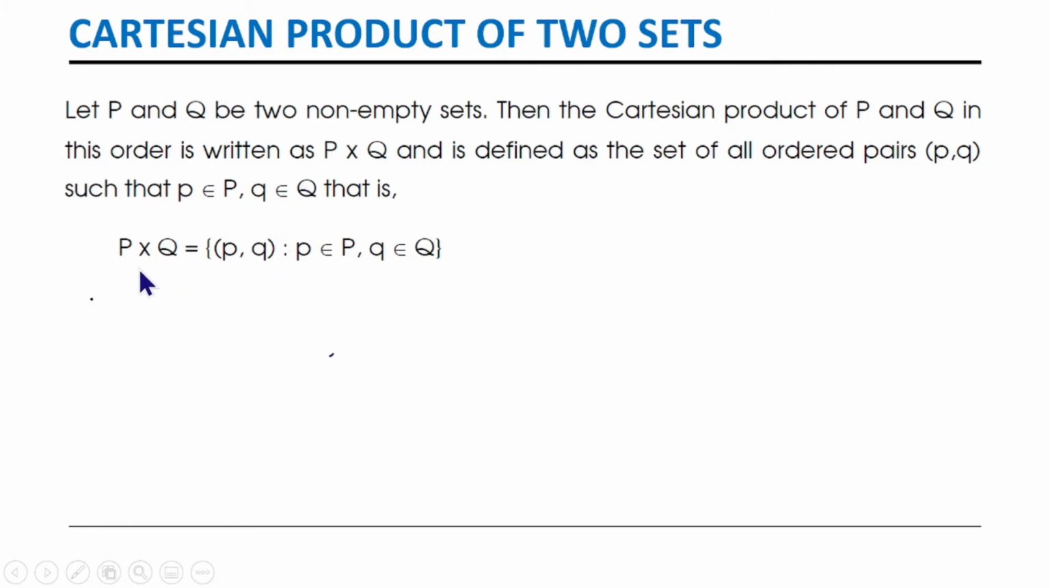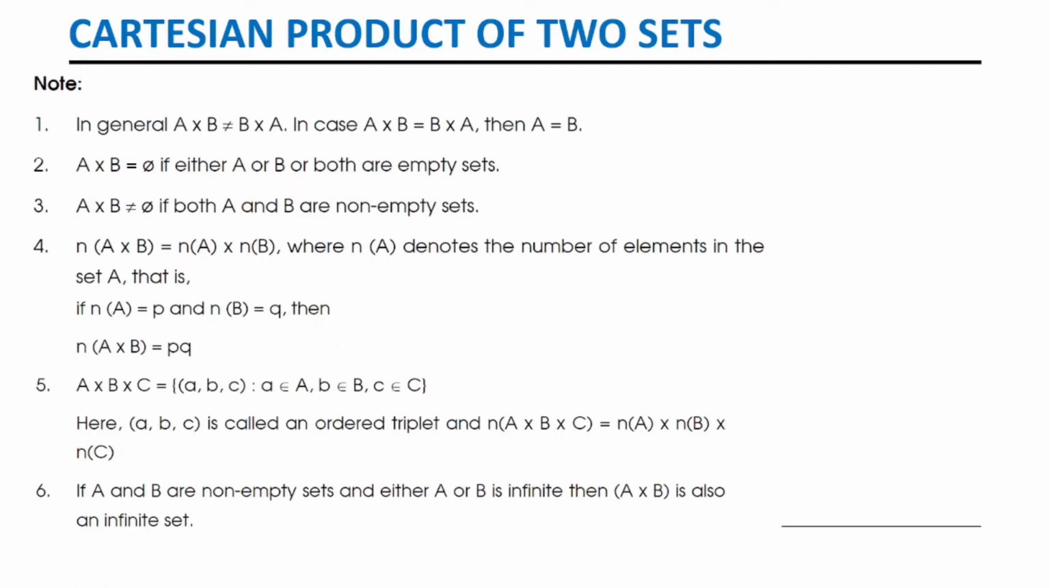So we say the Cartesian product of the two sets P and Q is written as P cross Q. It is defined as the set of all ordered pairs (p, q) such that p belongs to the set P and element q belongs to the set Q. So this is called the Cartesian product of two sets. Now while solving problems, we will understand how to write the Cartesian product of two sets, the number of elements in the Cartesian product and so on. We will see some more on the Cartesian product of two sets.